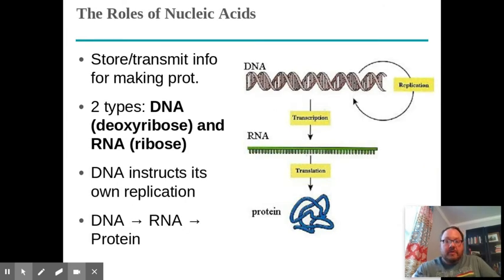Now, they come in two varieties. Again, there's DNA, which is a deoxyribonucleic acid, and RNA, which is a ribonucleic acid. They differ slightly in their sugars, and they differ just a little bit in which combination of bases they have. But again, these molecules work together to build and instruct the construction of proteins.